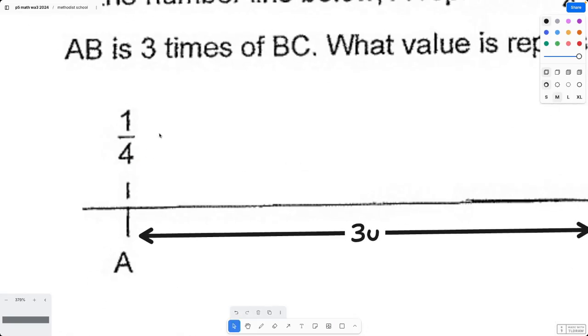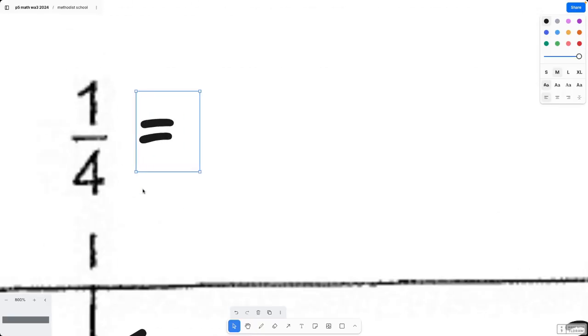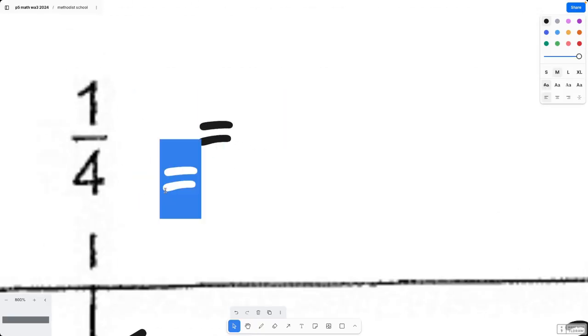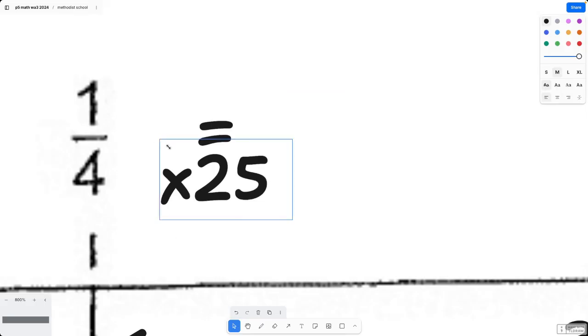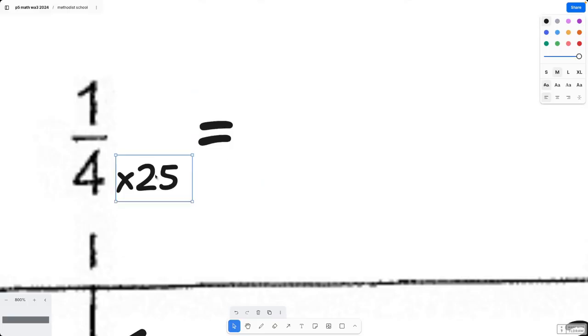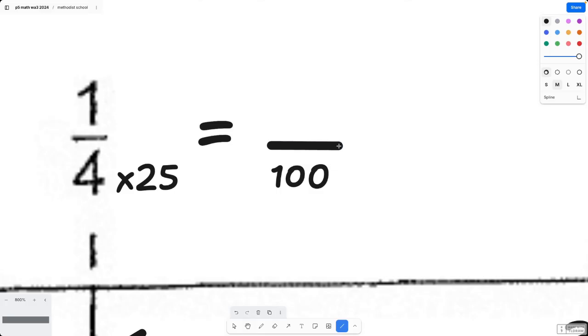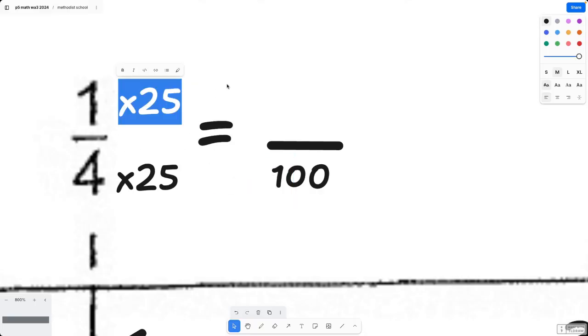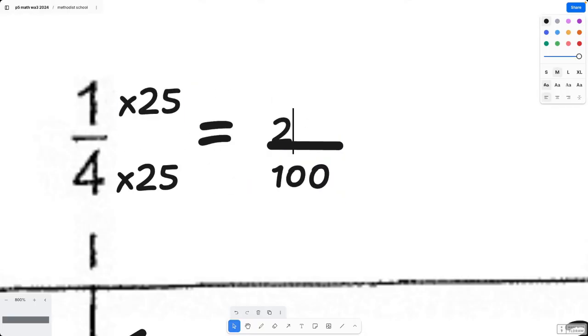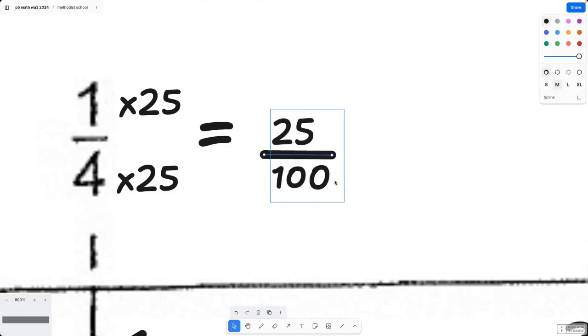So 1/4 in this case, it's going to be times 25 over here, because we want to get a fraction out of 100. So I'm going to add this on top. Since we multiply 25 with the denominator 4, we also multiply the numerator as well. So 1 times 25 is equal to 25. That means 25 of 100.